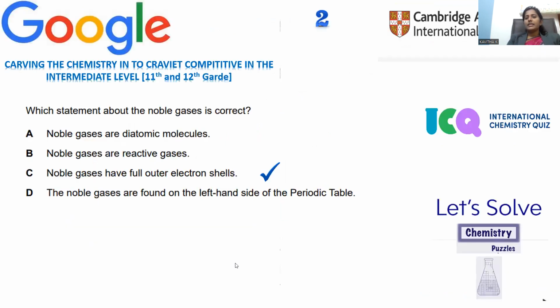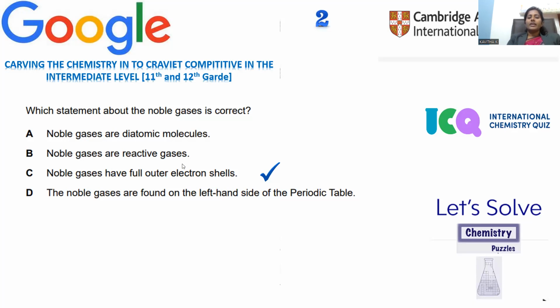Question number 2 is collected from Cambridge Assessment International Education. Which statement about the noble gases is correct? They are asking the question regarding the p block, specifically noble gases. Noble gases are diatomic molecules? They are never found in diatomic form, right? All the noble gases are monoatomic in nature. So this is the wrong one.